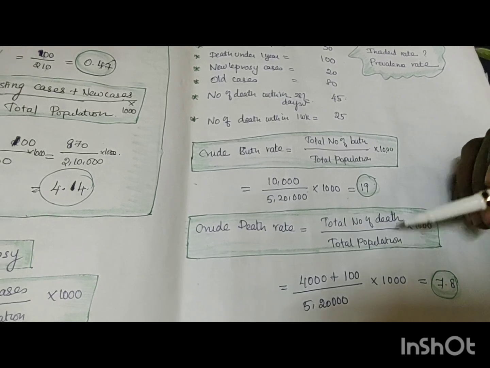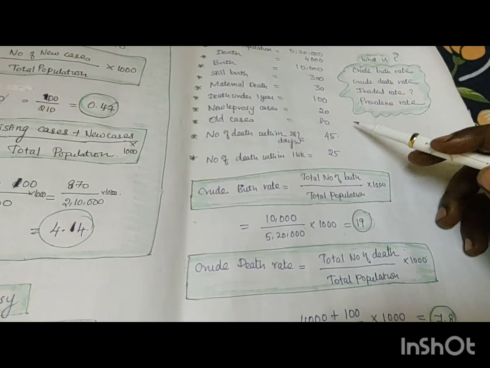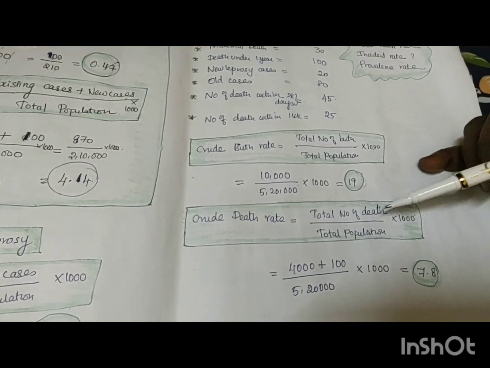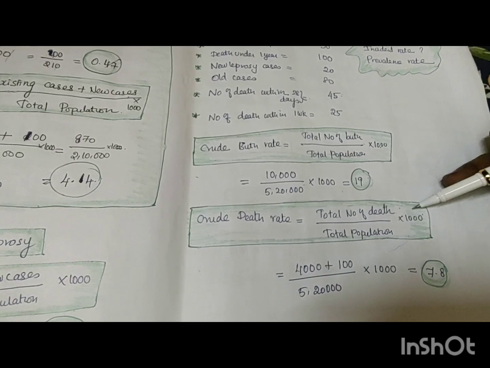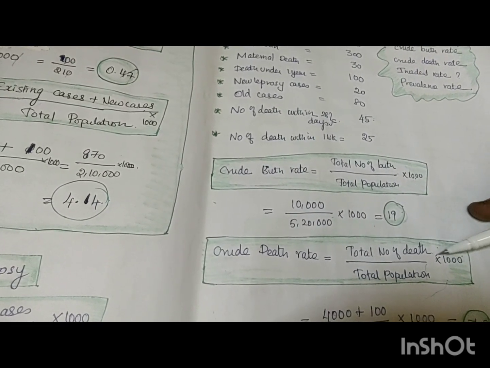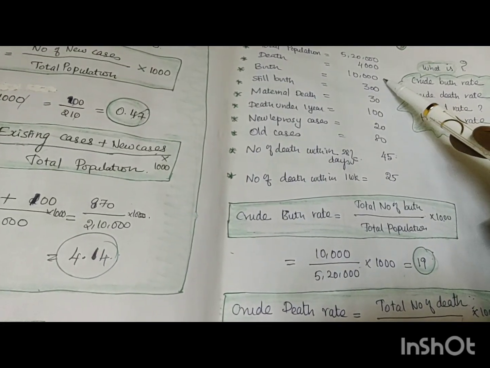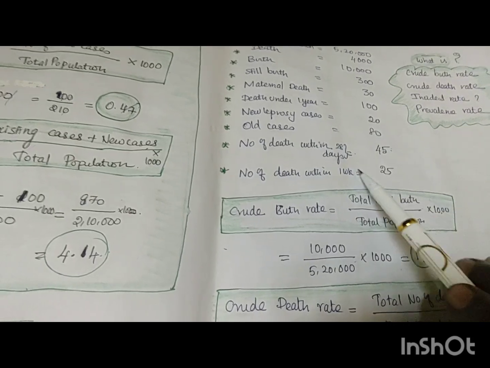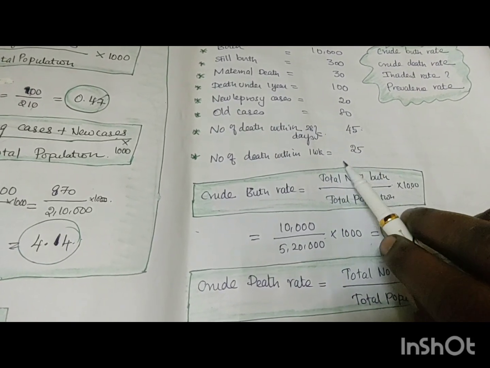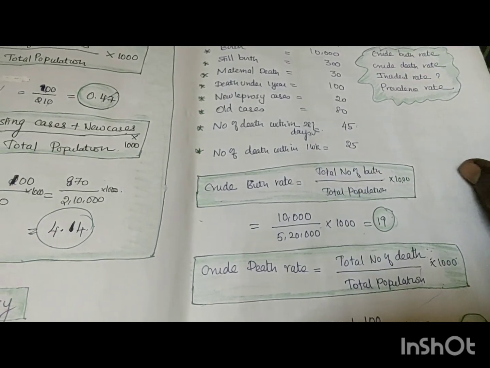Crude death rate is nothing but total number of deaths divided by total population into 1000. So what is the total number of deaths? It's 4,000. You have to add all the deaths: death in 1 year, death within 28 days, all of these have to be added and divided by the population. That's called the crude death rate.